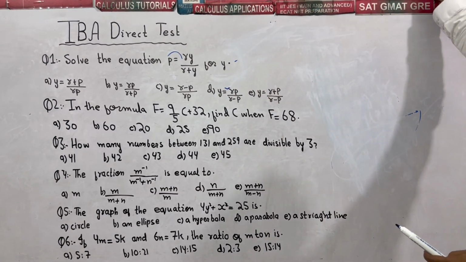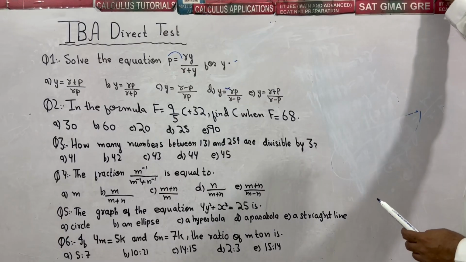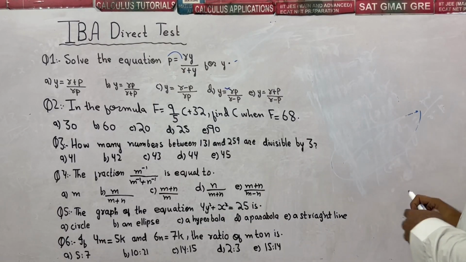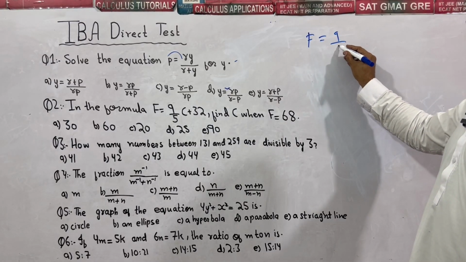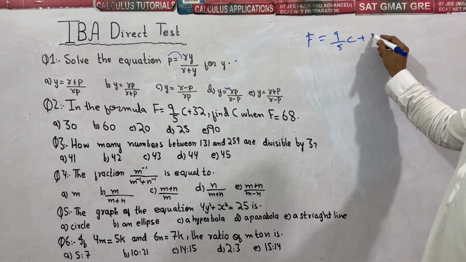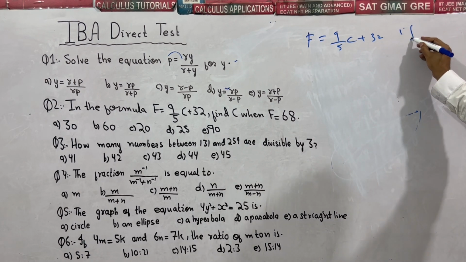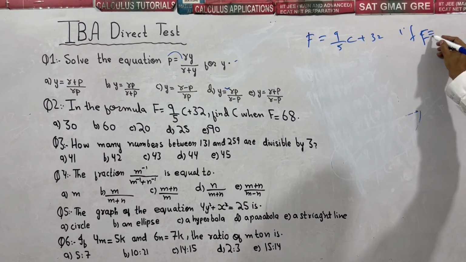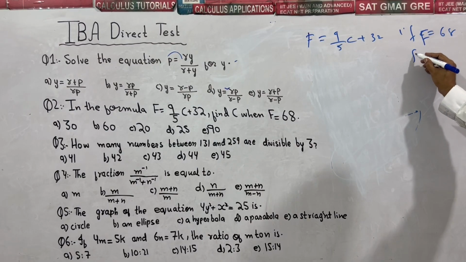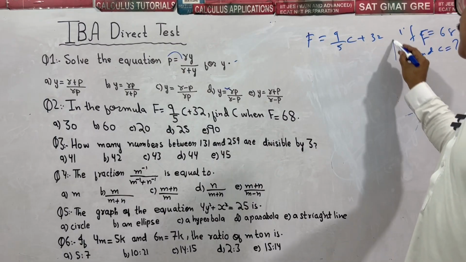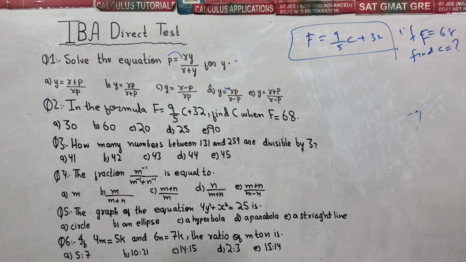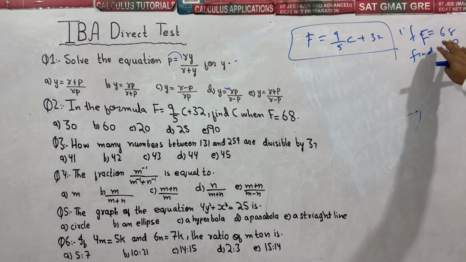Okay, here we have the famous formula for conversion of Fahrenheit to centigrade. It's mentioned to us: F is 9 over 5 times C plus 32. If F, Fahrenheit, is given as 68, solve for C, find C. We have to convert 68 Fahrenheit into centigrade.